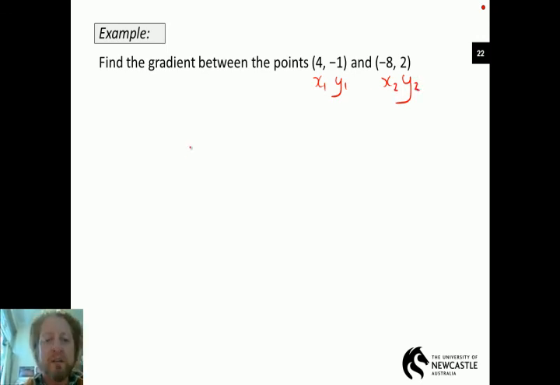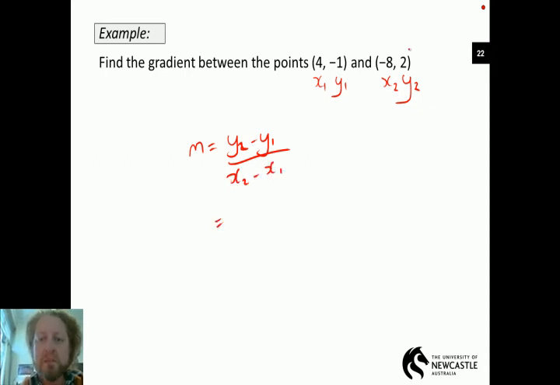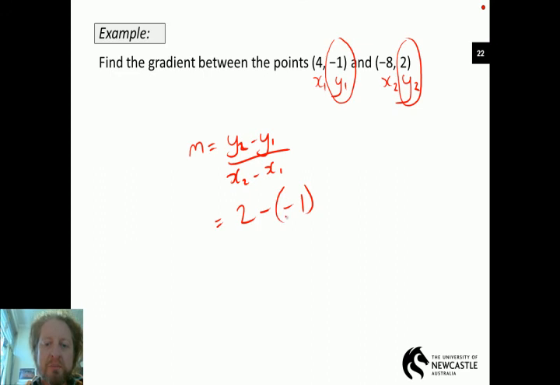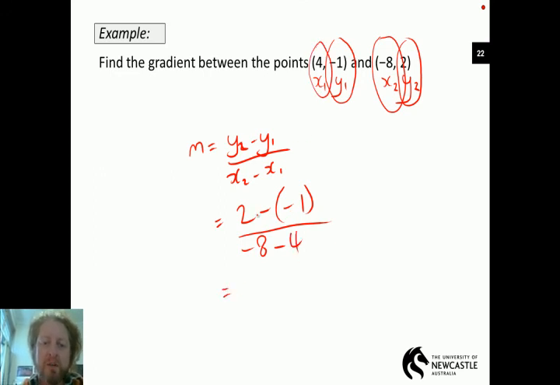And now I'm going to use my formula. The formula said that gradient equals y2 minus y1 over x2 minus x1. So the y2 is clearly a 2 minus the y1 is a minus 1. Don't get trapped here. You don't have to bracket, I do it for clarity. The formula had a minus, the number's minus, yes there are two minuses there. The x2 is a minus 8, the x1 is a 4. Alright, look what I've got, a 2 minus minus 1, minus minus makes plus, so that's 2 plus 1 is 3.